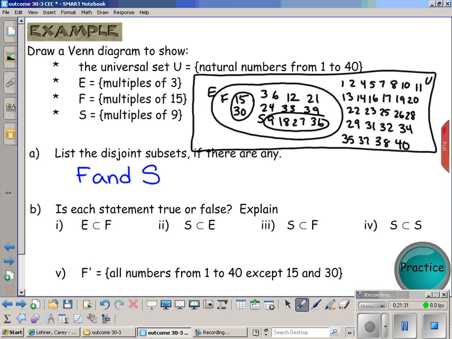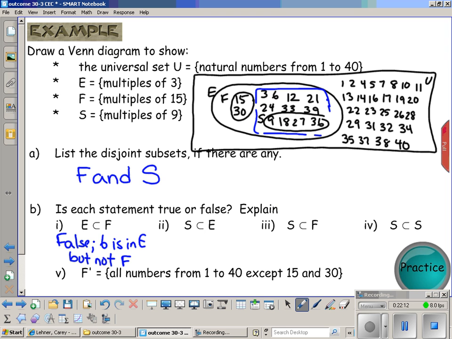So now we want to look and see if each statement is true or false. Is E a subset of F? And remember, in order for it to be a subset, all elements of E must be in F. That's not the case. Only 2 elements of E are in F. So this is false. 6, for example, is in E, but not F. And that's just one example. Really, it could be any of these ones here. All of those are in E, but they are not in F.